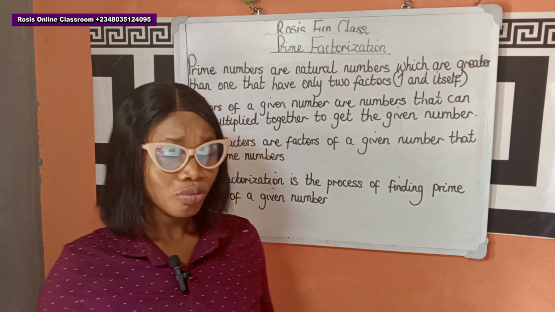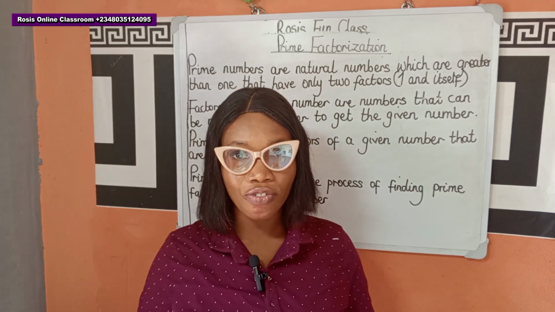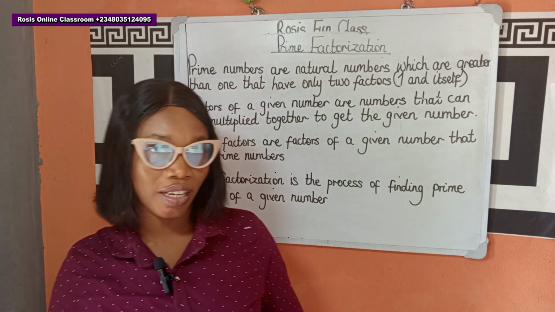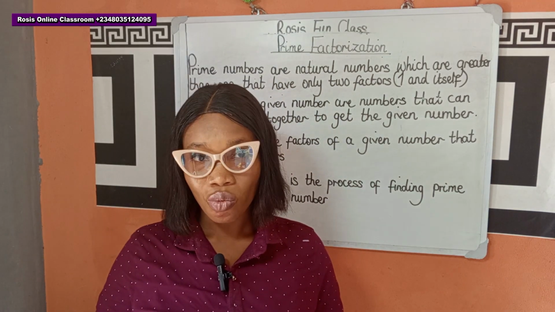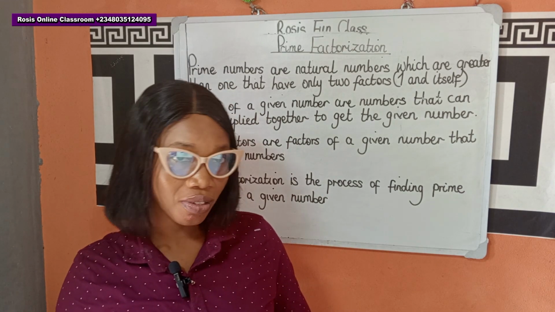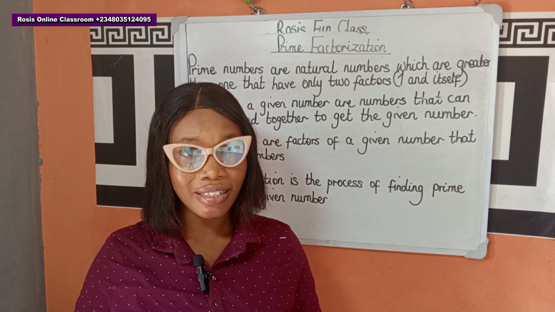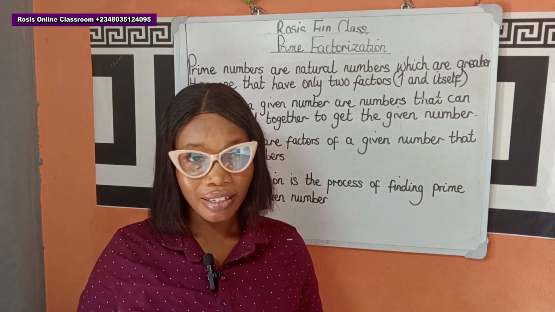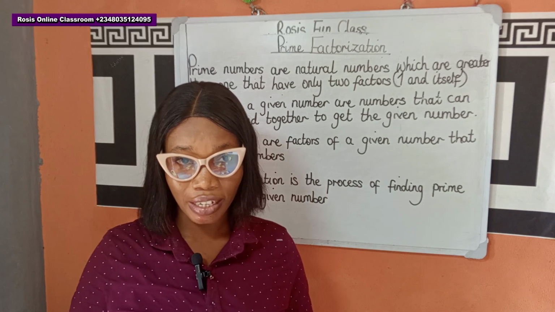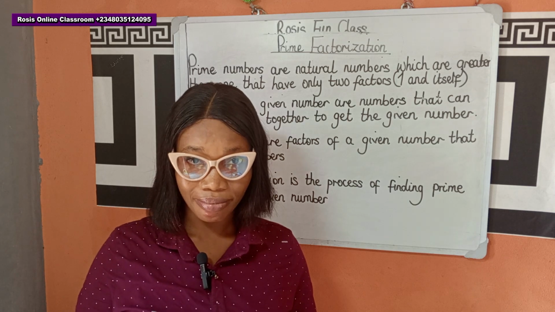Now, what are the prime factors of 10? First, we'll find the factors of 10. Factors of 10: 1 times 10 gives us 10. 2 times 5 gives us 10. 5 times 2 gives us 10. 10 times 1 gives us 10. That is to say, the factors of 10 are 1, 2, 5, and 10.